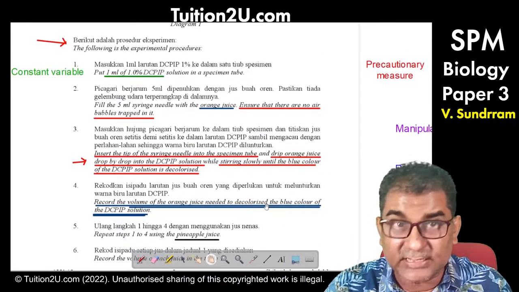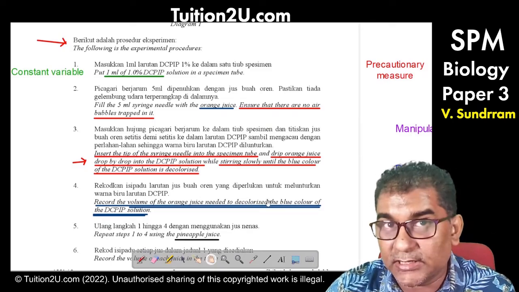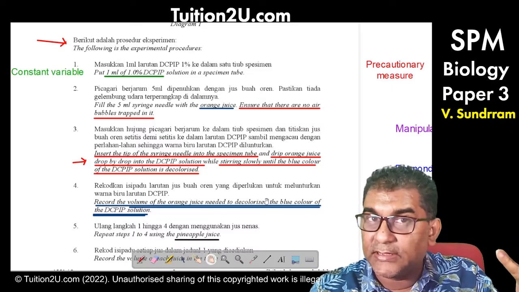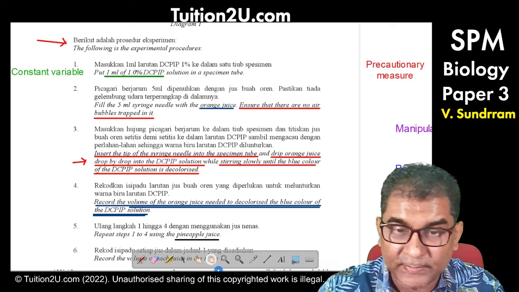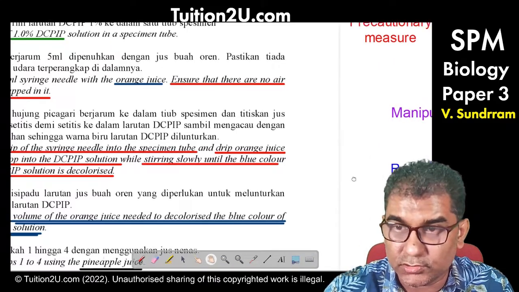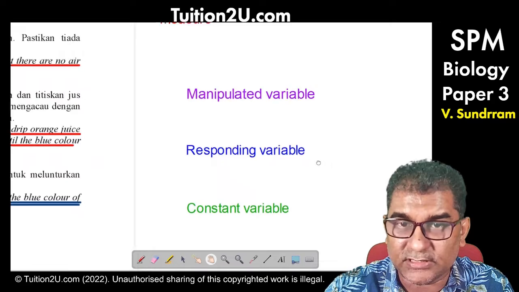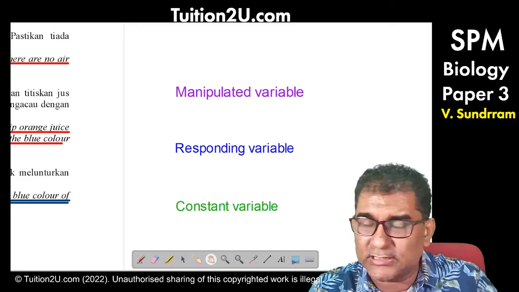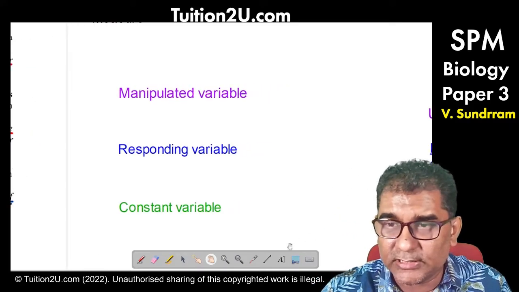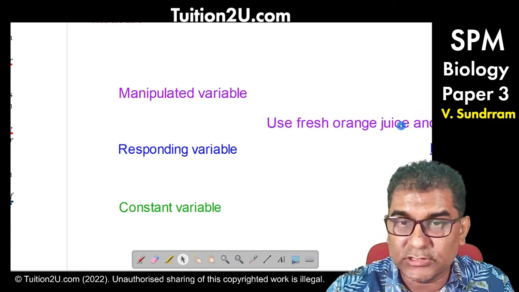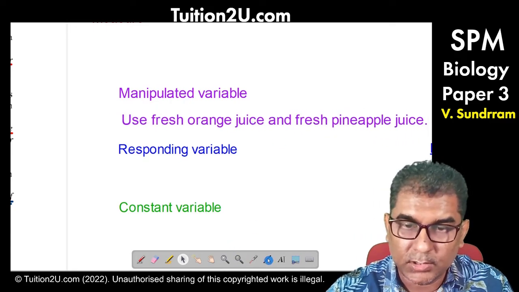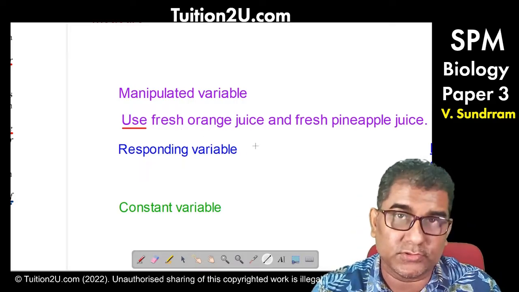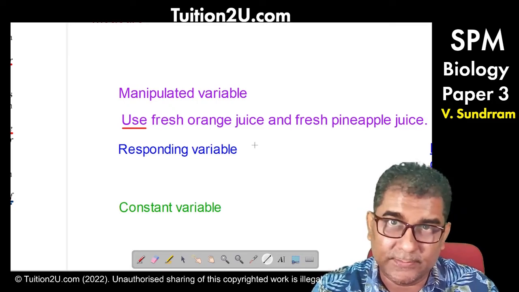So this is the procedure that is in this question. From here, let's say it becomes an unguided question. You need to inform the examiner how to control the variables. There are some keywords we need to use. So this is the 3 that you need: manipulated variable, responding variable, constant variable. Precautionary measure is already there, you can read. So for the manipulated variable, we need to use the word use. So the word use must be there. Use fresh orange juice and fresh pineapple juice as the manipulated variable.